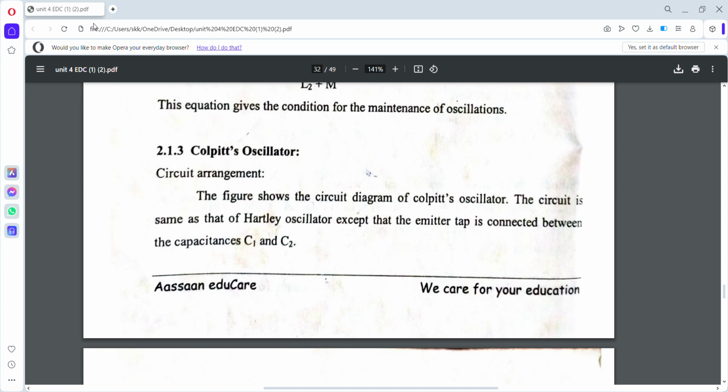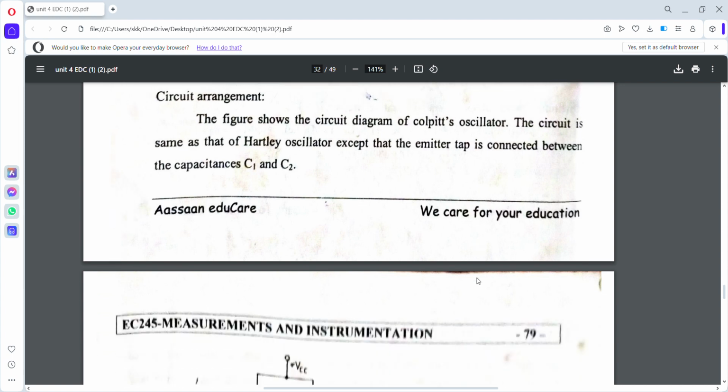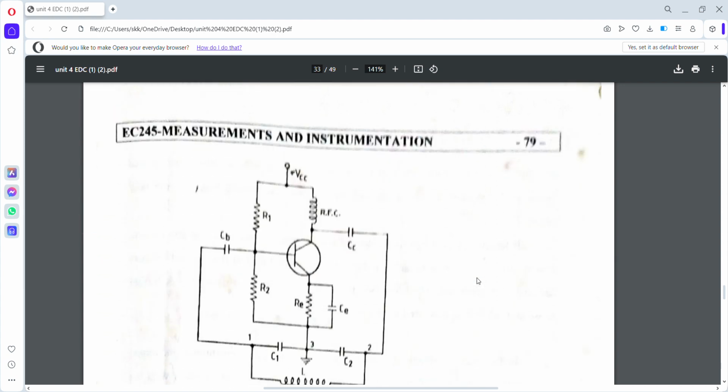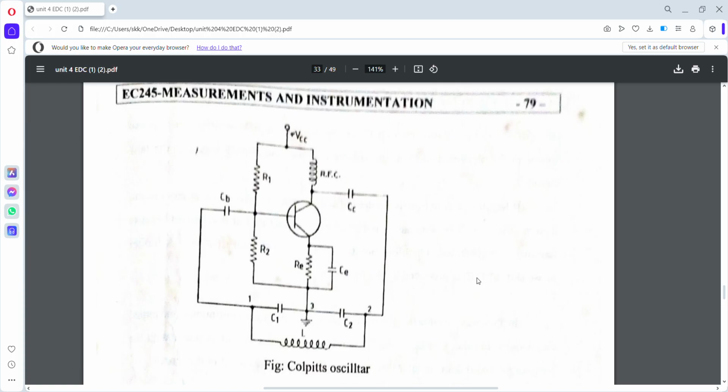Good morning, students. This is another type of oscillator called the Colpitts Oscillator. Previously, we studied the Hartley Oscillator. No, this is the Colpitts Oscillator. The name itself, the first letter is C. In this oscillator, we are using two capacitors. See here, this is the Colpitts Oscillator.